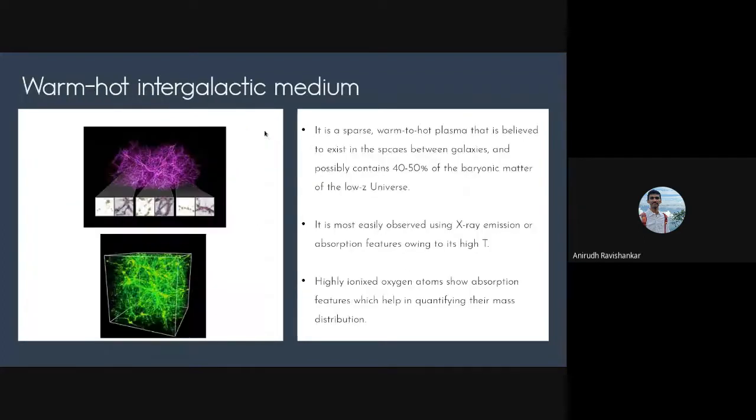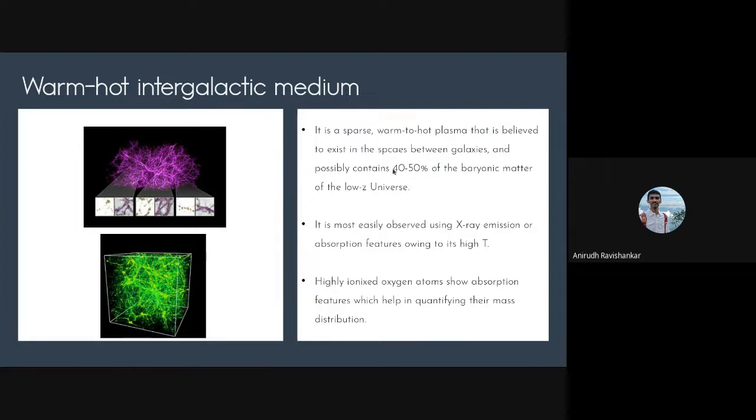So getting to what that is, the warm hot intergalactic medium. These are a couple of hydrodynamical simulations, and this one is about the cosmic web, or the filaments of the cosmic web. You have regions of space which are very hot or cold. Based on these hydrodynamical simulations, we predict that certain regions of space would have very hot matter. The prediction, or current understanding, is that the warm hot intergalactic medium is a sparse warm to hot plasma that is believed to exist in the spaces between galaxies. It contains about 40 to 50% of the baryonic matter of the low-Z universe. So we expect the warm hot intergalactic medium to solve the 30% missing baryonic content. The problem is that finding this WHIM is a bit hard.